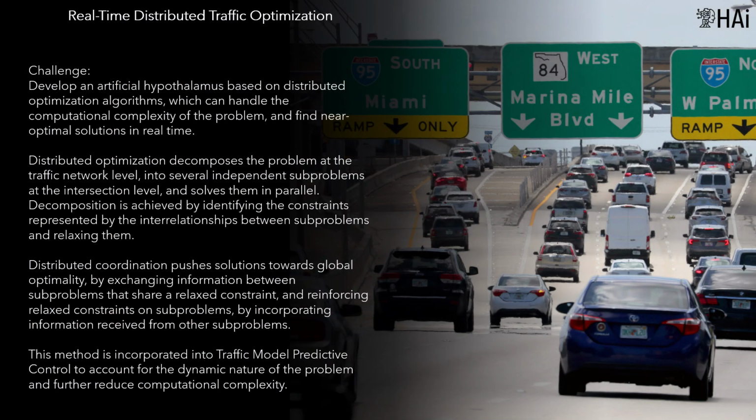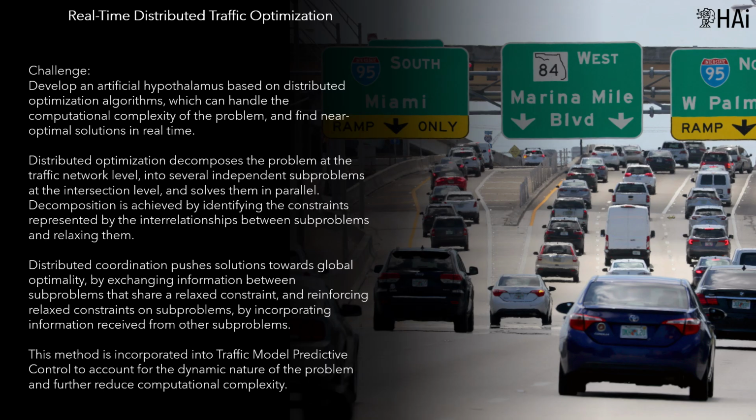Challenge. Develop an artificial hypothalamus based on distributed optimization algorithms, which can handle the computational complexity of the problem, and find near-optimal solutions in real time. Distributed optimization decomposes the problem at the traffic network level, into several independent subproblems at the intersection level, and solves them in parallel. Decomposition is achieved by identifying the constraints represented by the interrelationships between subproblems and relaxing them. Distributed coordination pushes solutions towards global optimality, by exchanging information between subproblems that share a relaxed constraint, and reinforcing relaxed constraints on subproblems, by incorporating information received from other subproblems.